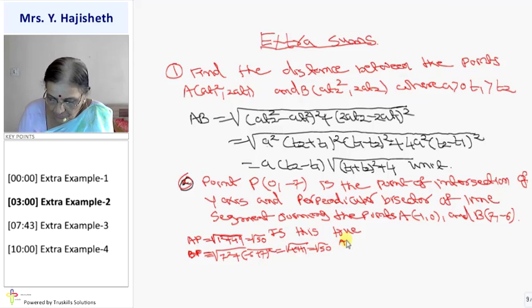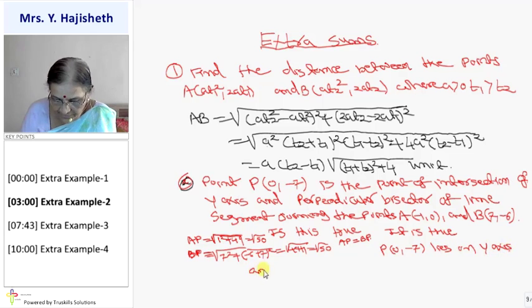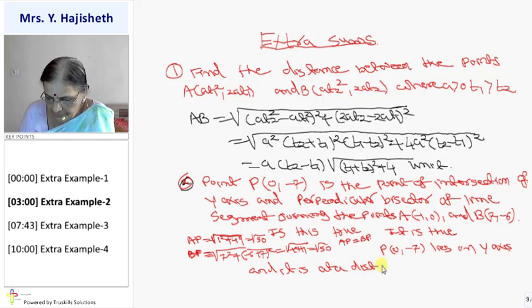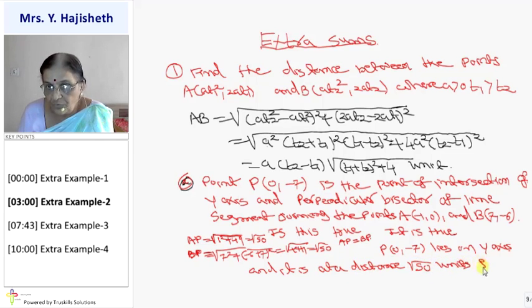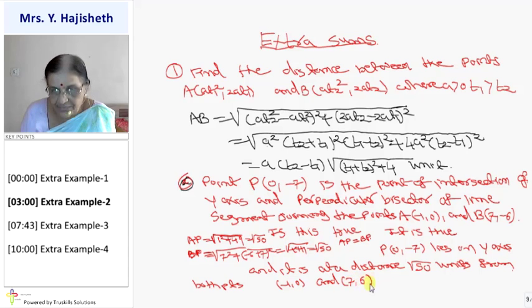AP is equal to BP. Therefore, it is true. Right? And P lies on the y-axis, and it is at a distance of root 50 units from both A and B, both points -10 and 76. So this statement is true.